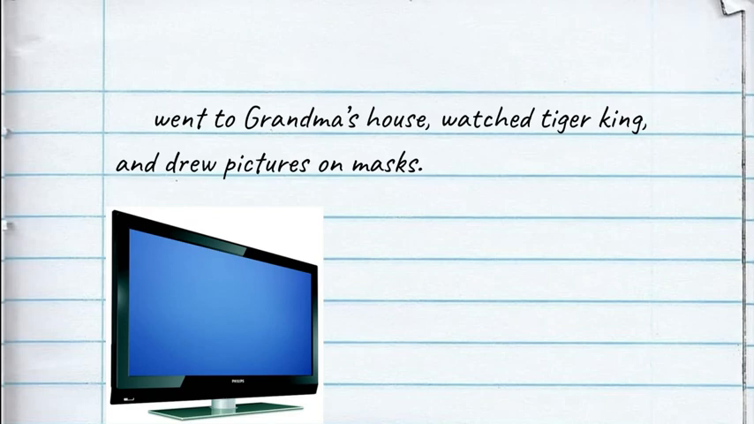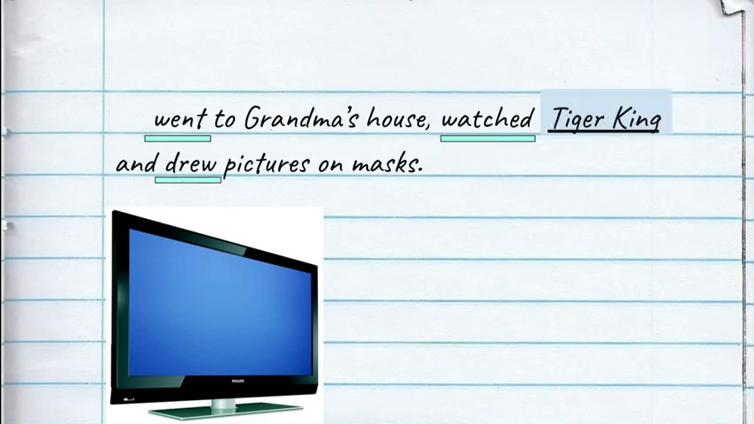Went to Grandma's, watched Tiger King, and drew pictures on masks. I hope this isn't the beginning and end of your How I Spent the Summer of 2020 essay. First, even bad television series names need to be capitalized. Now, there are plenty of verbs happening here, so we're good for a predicate. But who did these things? When you're writing about yourself, don't forget to include yourself. I went to Grandma's, watched Tiger King, and drew pictures on masks.